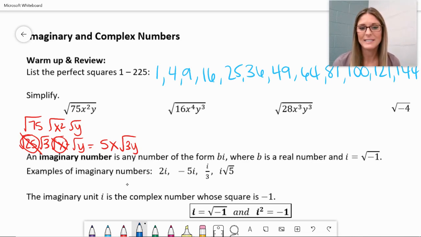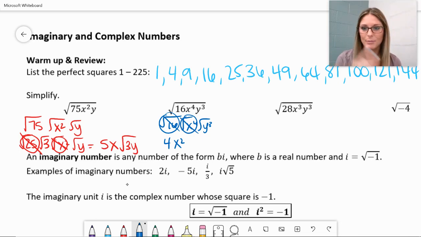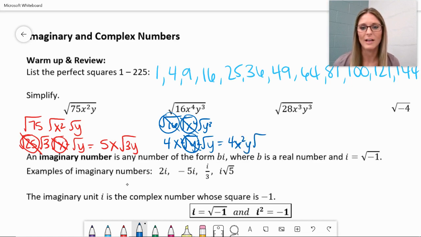On the second one, square root of 16, x to the fourth, and y to the third, all in the radical. I'm separating those up. The square root of 16 is 4. The square root of x to the fourth is x squared. That y cubed, though, it's an odd number. 3 is odd, so you're going to have to separate that into y squared and y. The square root of y squared is y, and we'll have to leave a single y inside the radical.